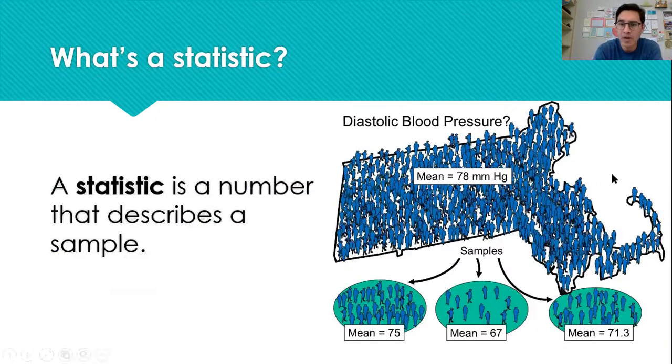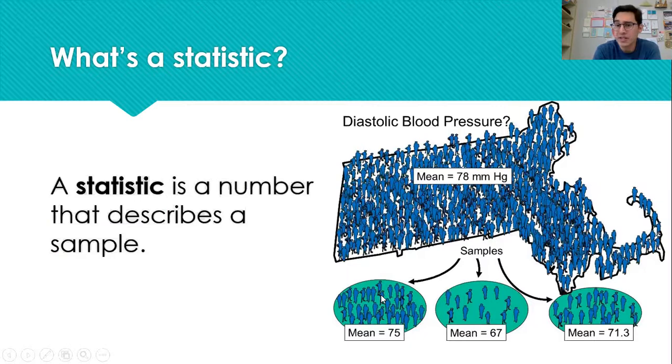So in this diagram, we have kind of an outline of the state of Massachusetts and all these little silhouettes of people, right? That's supposed to represent every adult or every person who lives in that state. And if we could measure the blood pressure of every single person in the state of Massachusetts, we would arrive at this number here, 78 millimeters of mercury. However, that's kind of not realistic, right? Even a state as small as Massachusetts has a lot of people, and it would be very difficult to measure every person's blood pressure.